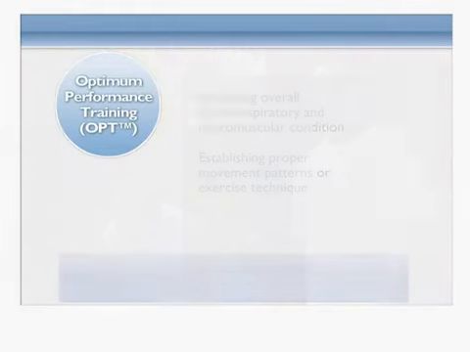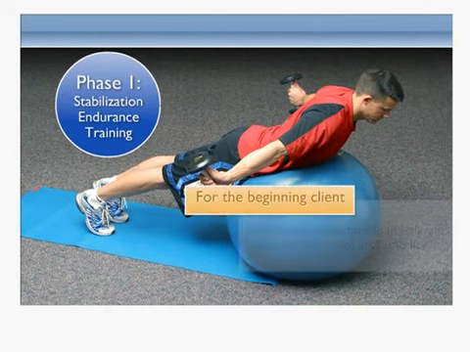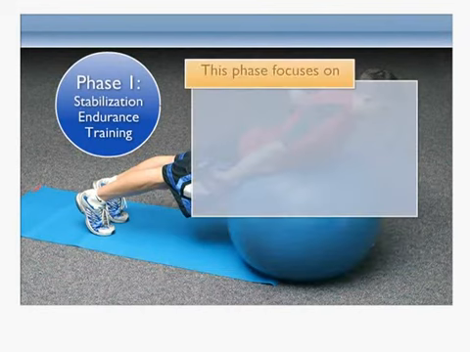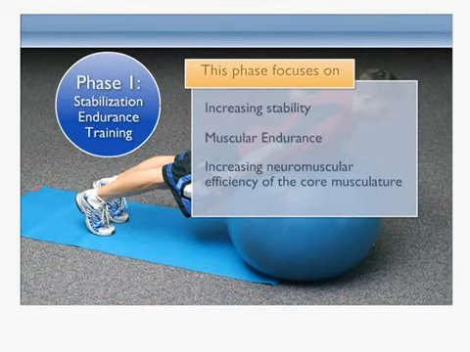The stabilization level of training in the OPT model consists of 1 phase of training, stabilization endurance training. Stabilization endurance training should be used for the beginning client who may possess muscle imbalances, lack postural control, and stability. This phase of training focuses on increasing stability, muscular endurance, and increasing neuromuscular efficiency of the core musculature.